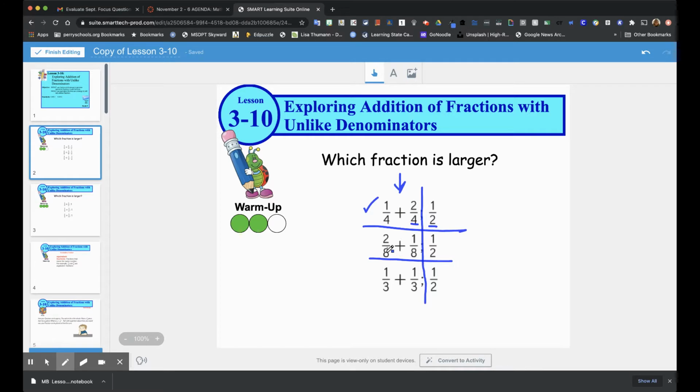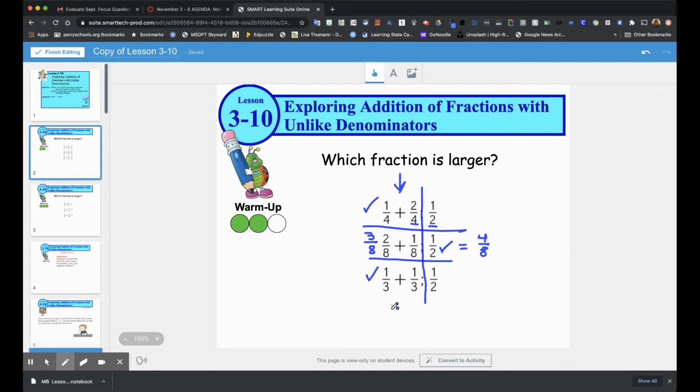The next one, 2/8 plus 1/8 or 1/2. Hopefully you said 1/2 because we know that 2 plus 1 is 3. So this side would be 3/8. And we know that 3/8 is less than a half because 4/8 equals 1/2.